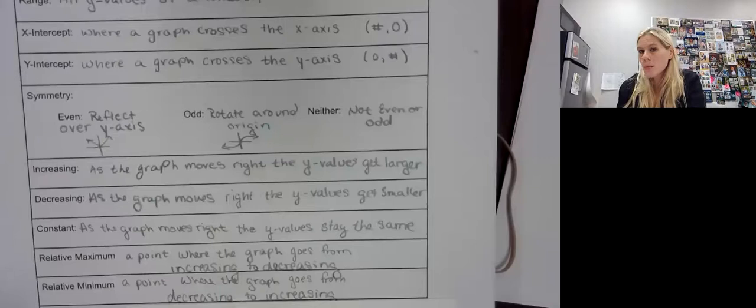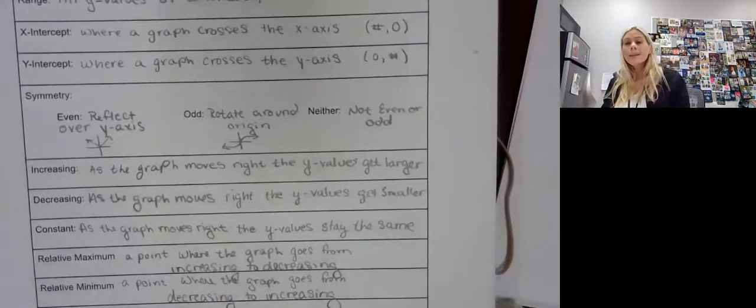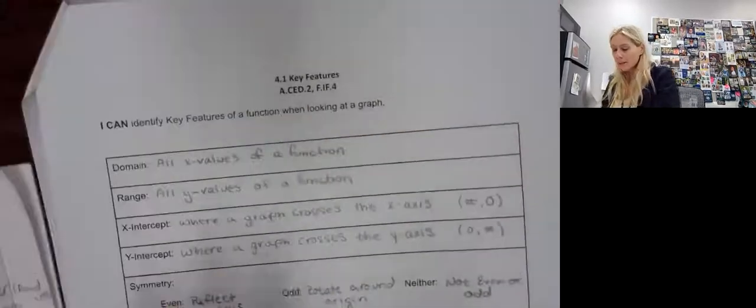Absolute minimum would be the lowest y value. There's no change in there. Now, could the relative min be the absolute min? Yes, but we're going to stick with relative. I might point it out if we have an absolute, but we're not going to write it down today. Okay, so let's go to our graphs that we did last time, and now we're going to fill out the increasing, decreasing, constant, and relative max and min.